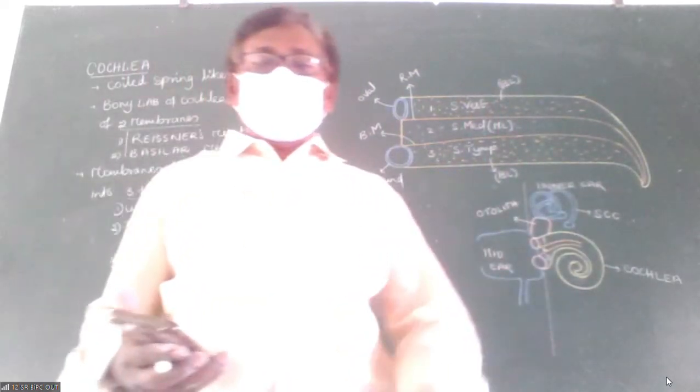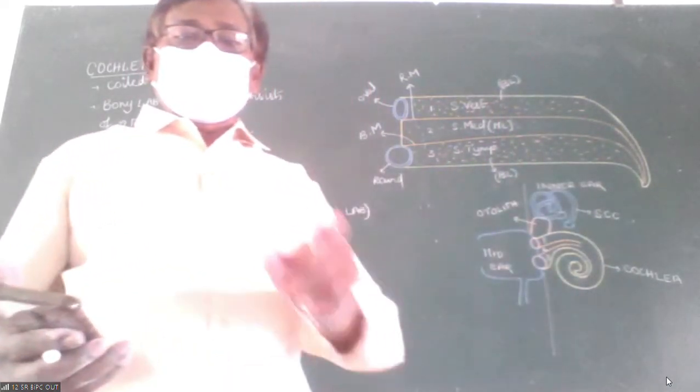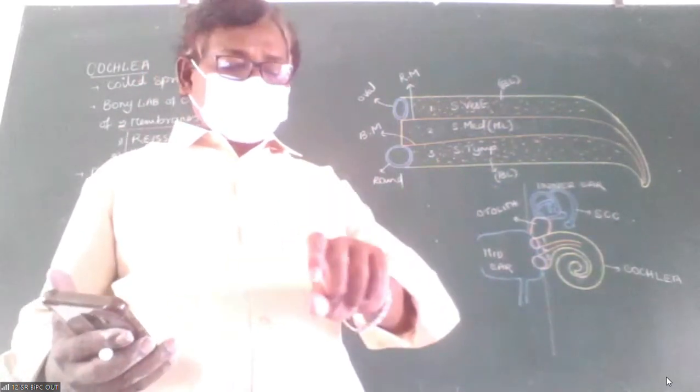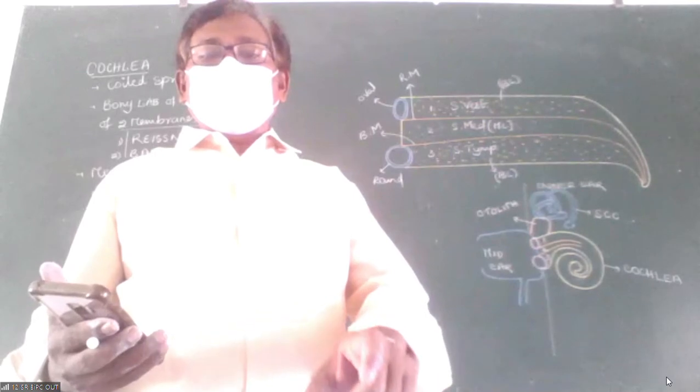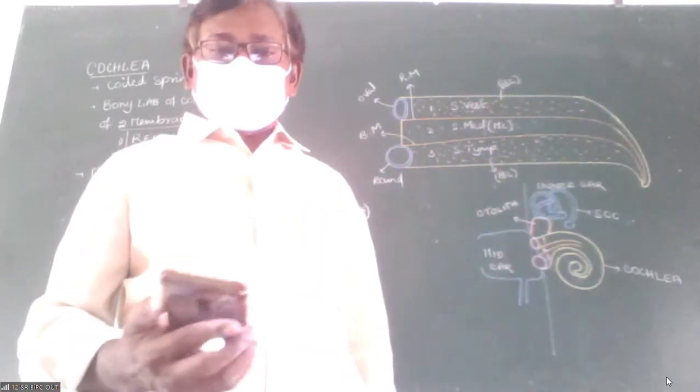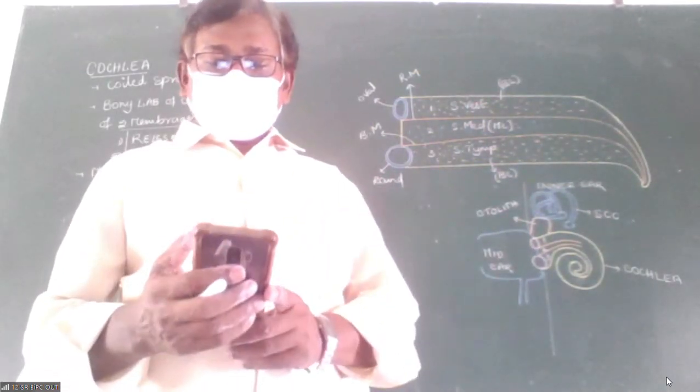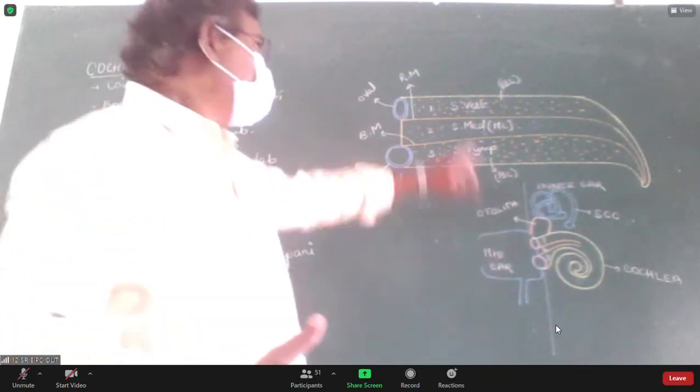And already in the beginning I told you, the bony labyrinth is filled with a fluid called perilymph, whereas the membranous labyrinth is filled with another fluid called endolymph. Now my question, answering on your WhatsApp: what is the fluid in the scala vestibuli?